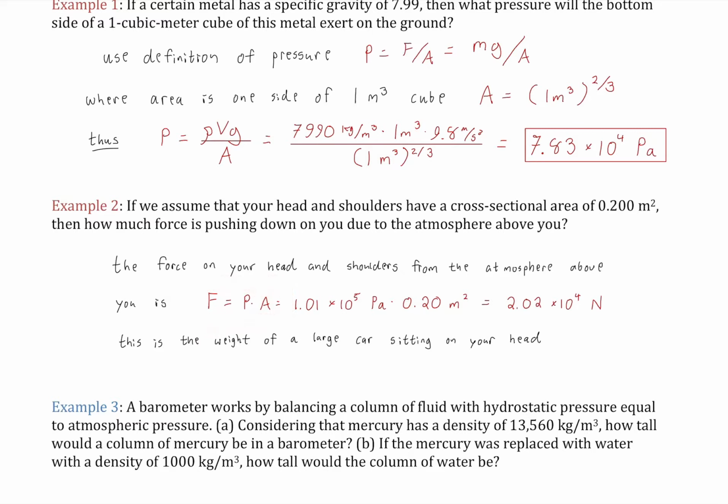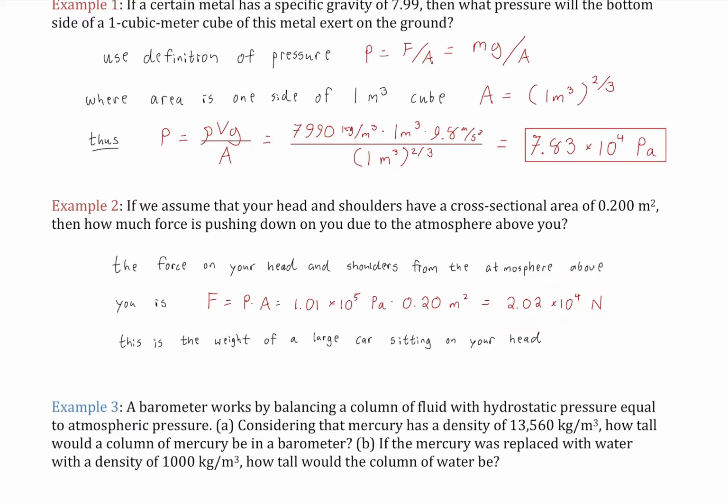Now, you might be like, wait, aren't we going to be usually solving for pressure given a force? Well, yeah, but sometimes you might want to go the other way. Sometimes you're given a pressure, given an area, and instead you need to find the force. And that's exactly what's happened here. So we'll take our known pressure, atmospheric pressure at sea level, at least the average value, multiply by the cross-sectional area of your head and shoulders, and we get 2.02 times 10 to the 4 newtons.